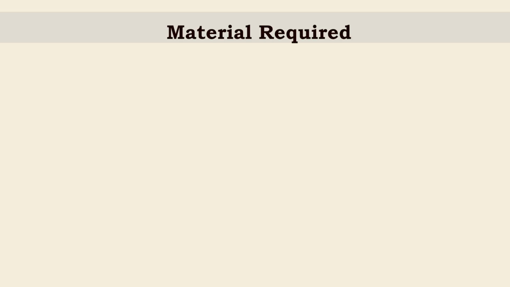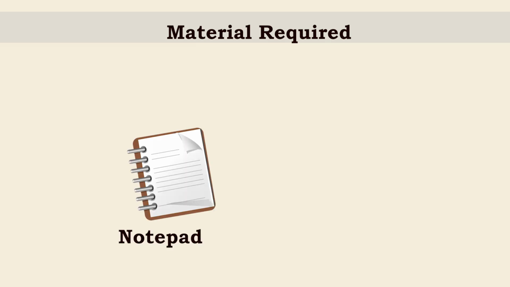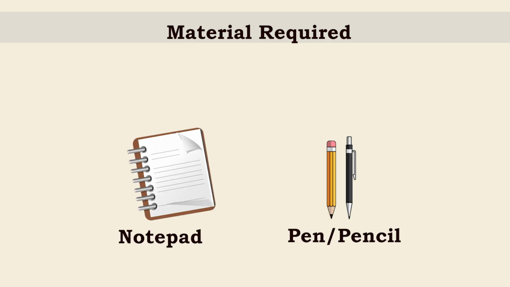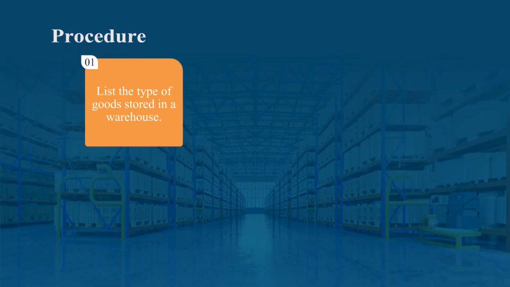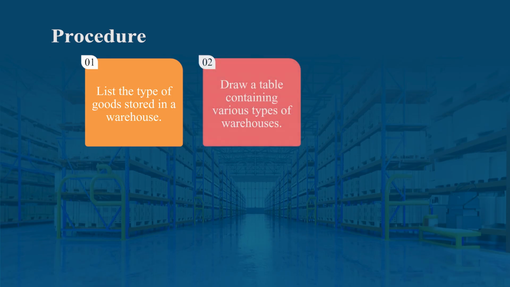We can understand the concept with the help of an activity. Classify the goods and their respective warehouse in a given situation. Material required: notepad, pen, pencil. The following procedure needs to be followed. First, list the type of goods stored in a warehouse. Second, draw a table containing various types of warehouses.